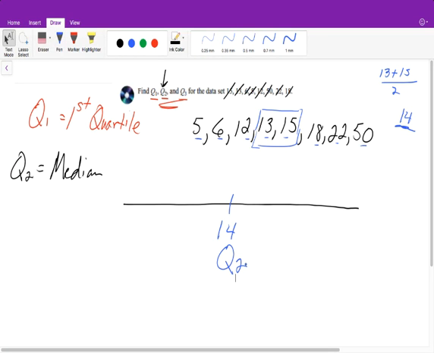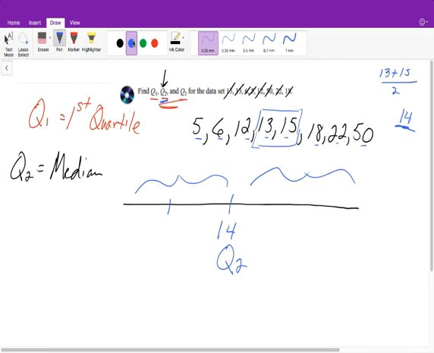All right, so that means we found one of them so far. We've already found our second quartile, which is our median. And then the first quartile is the median of this first region. So it's the median of the values that are less than our median. And then our third quartile is the median of our values greater than our median.